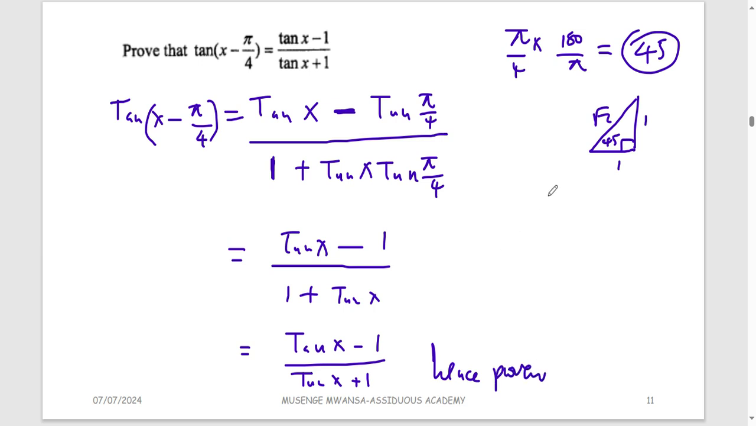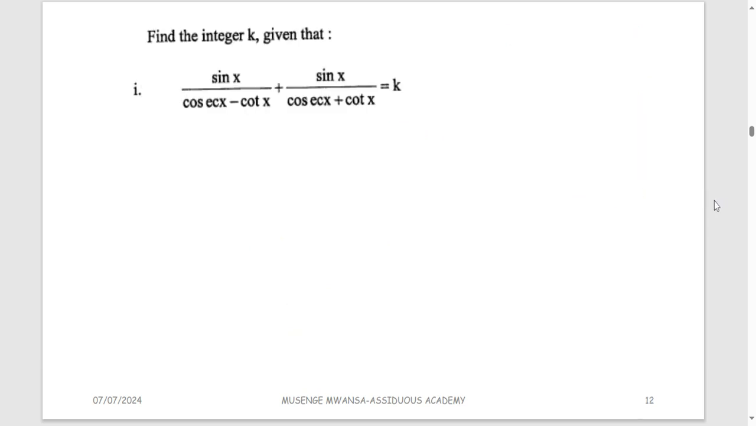Addition is commutative. Are we okay? Are we good? Okay. So this one, please screenshot it, answer it. You can send to me if you want to confirm.